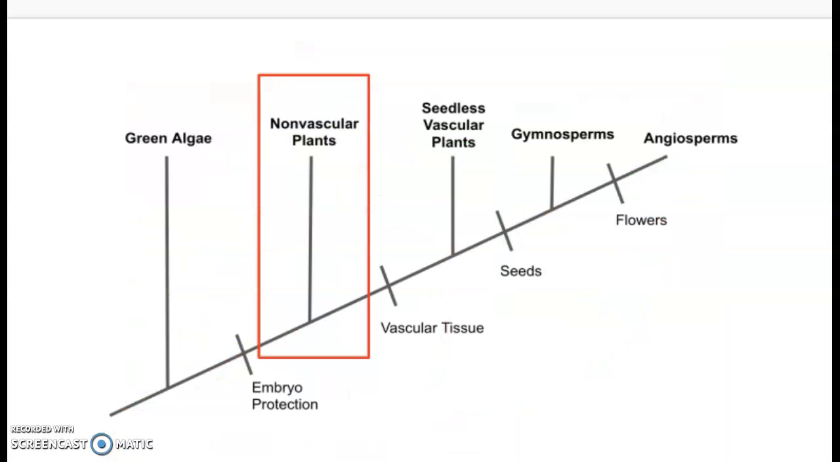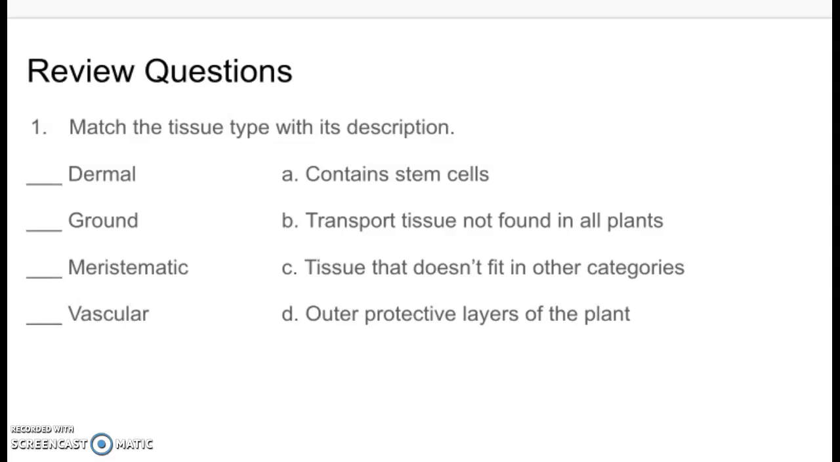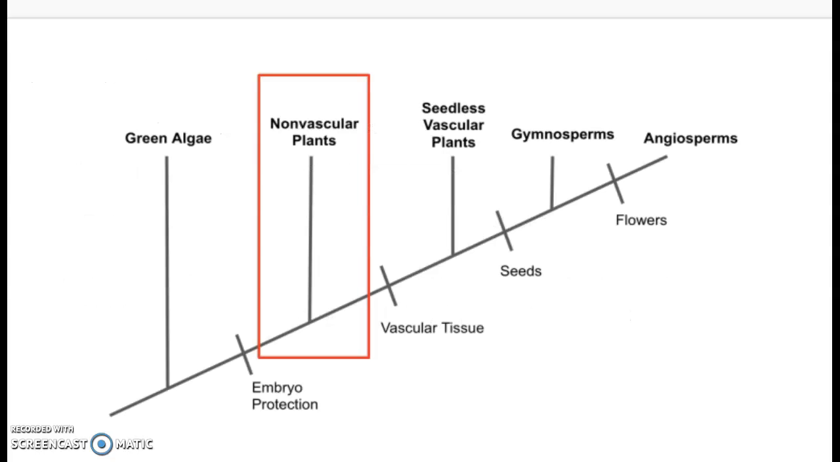And what I would like you to do, you're going to be seeing this cladogram a lot, and I would like you to know how to draw it in your notebook. So if you could please draw it in your notes and make sure that you know the order in which everything goes.